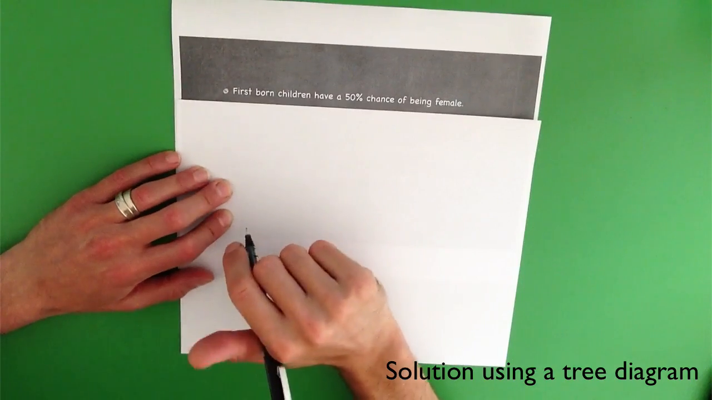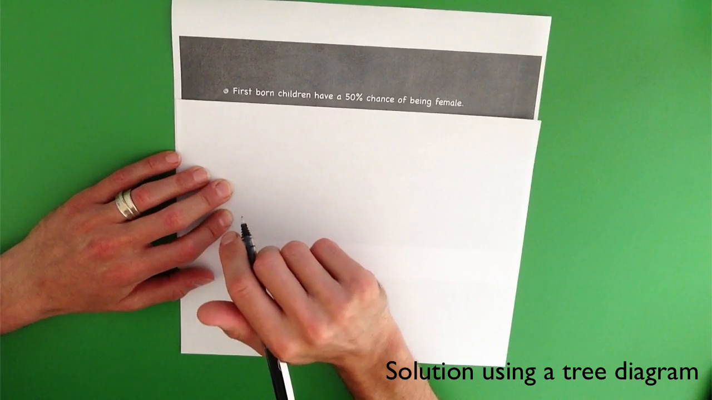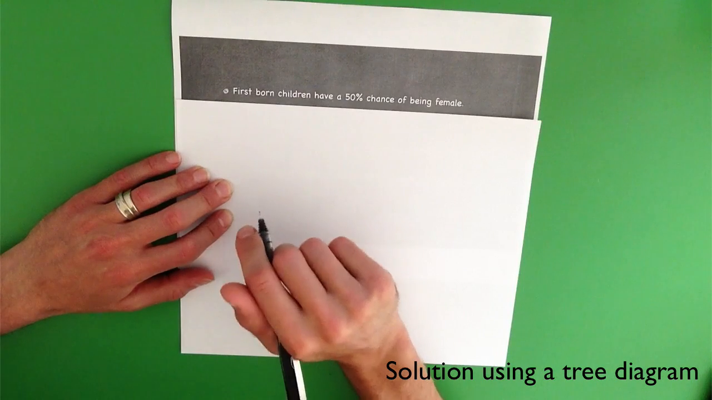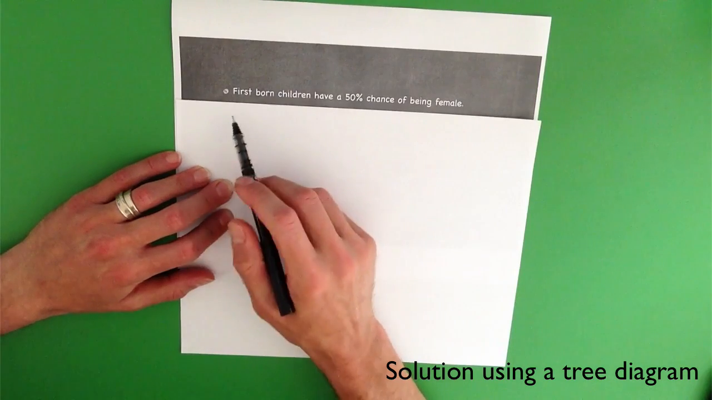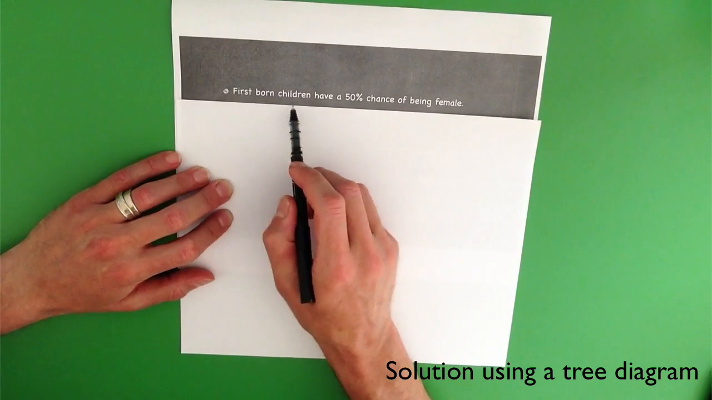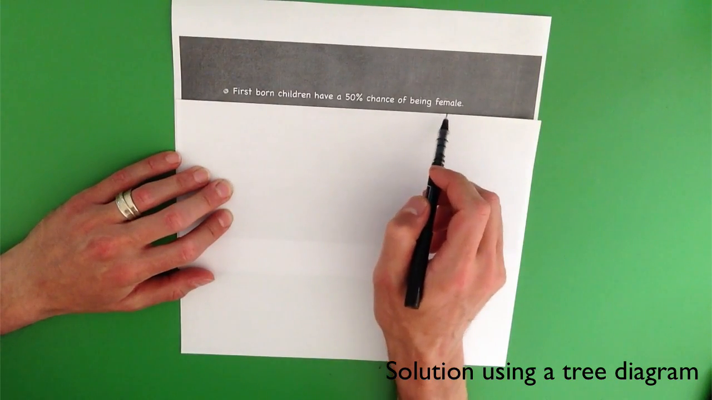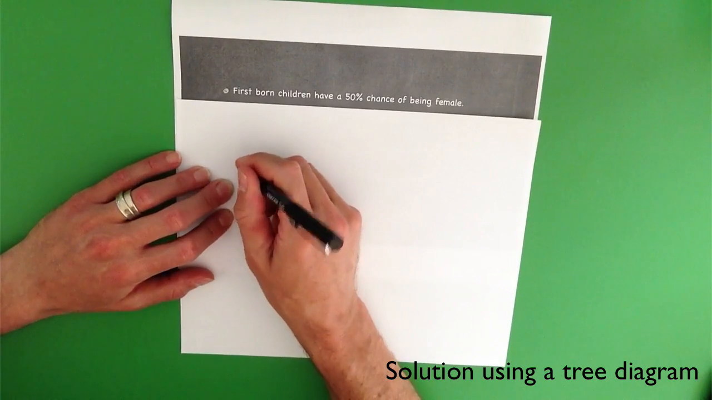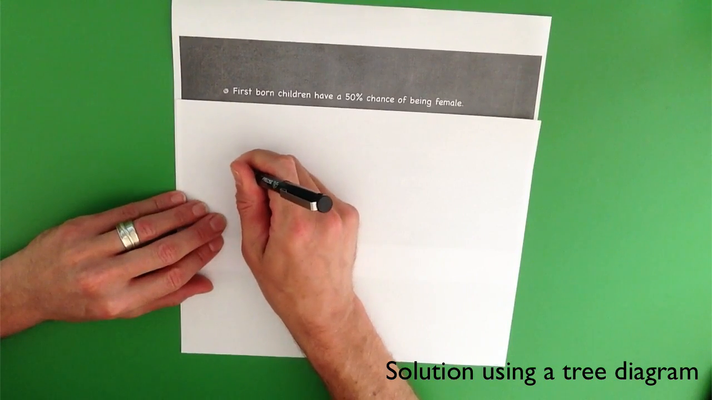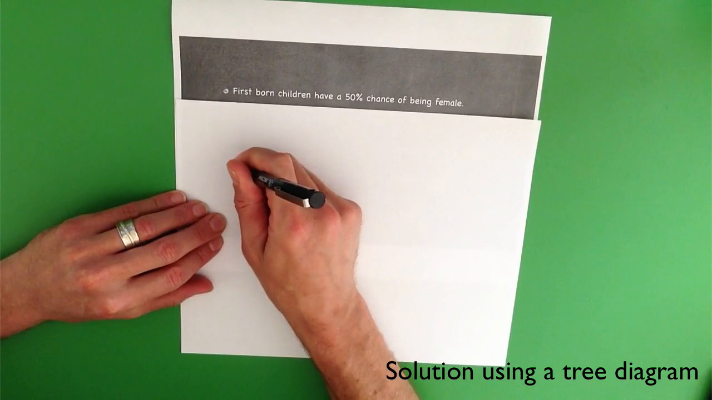One way to solve problems like this is to use tree diagrams. So let's see how we can put all the information into a tree diagram. What are we given first? Firstborn children have a 50% chance of being female. So firstborn children can either be female or male. So that's going to be the first branch of our tree.